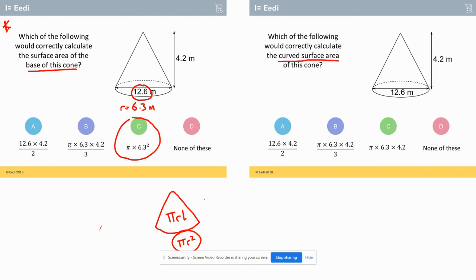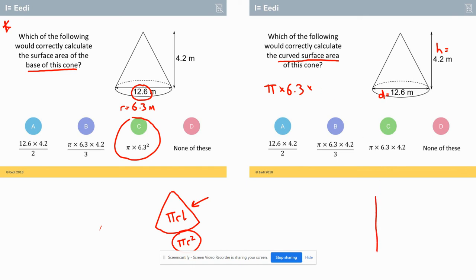So it's just this little shape here that we mentioned before, and that's pi times radius. Remember, that's 6.3. And then it would want the length as well. So thing to notice there is we don't actually have the length. We've got the perpendicular height over here, and we've got the diameter. So you could work that out using Pythagoras.